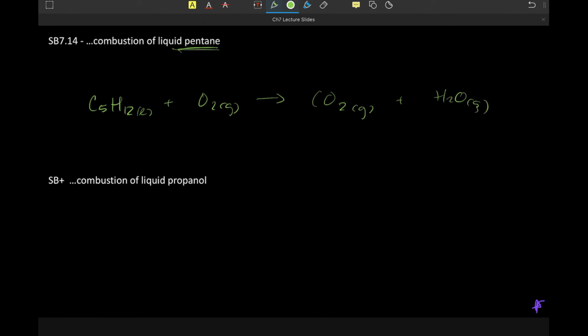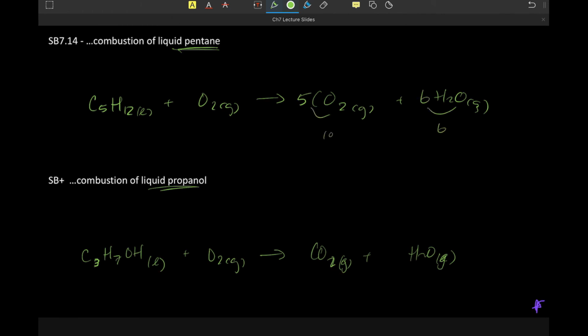And down here it says liquid propanol. Propanol is C3H7OH, liquid, plus O2 gas. Carbon, hydrogen, oxygen, that's going to be CO2 plus H2O, and this is going to be a gas. Okay, so now all we've got to do is think about how to balance these, just like we did previously. So C5, 5 here, 12 would mean a 6 here, which gives us 10 plus 6, which is 16, which gives us an 8 there, and we would be done.